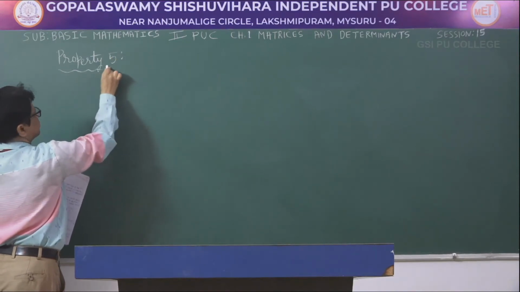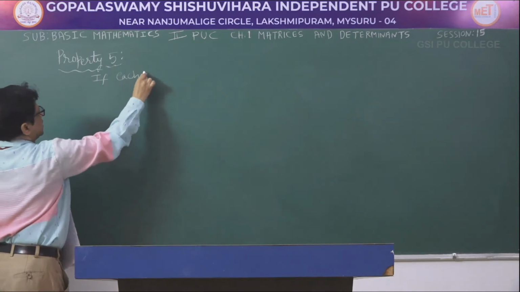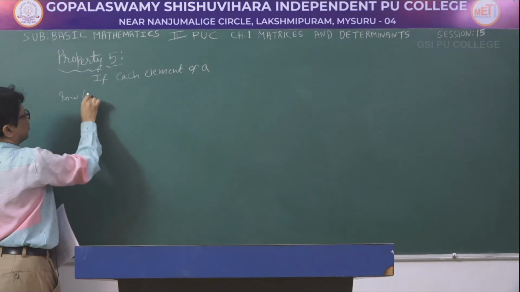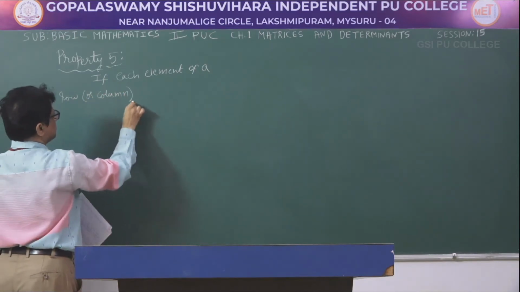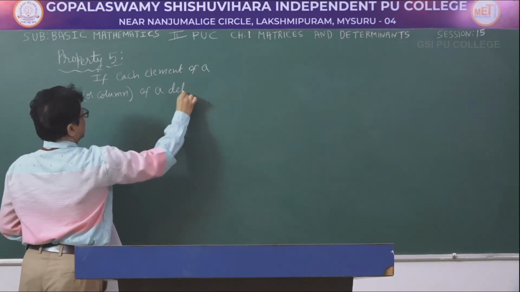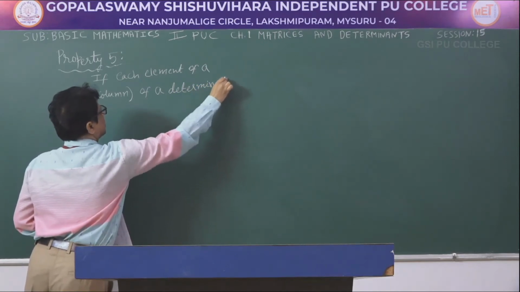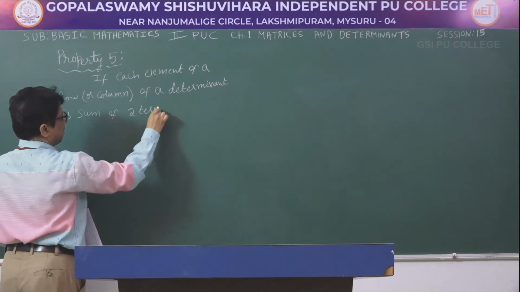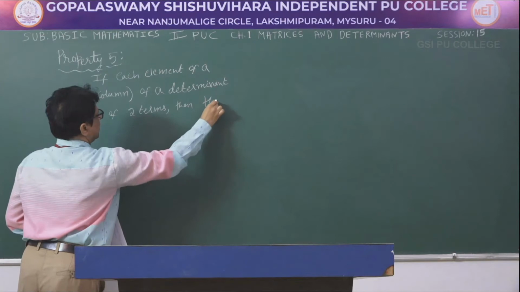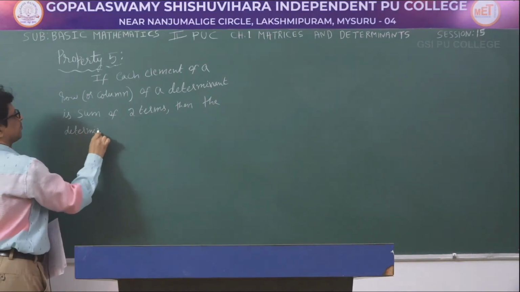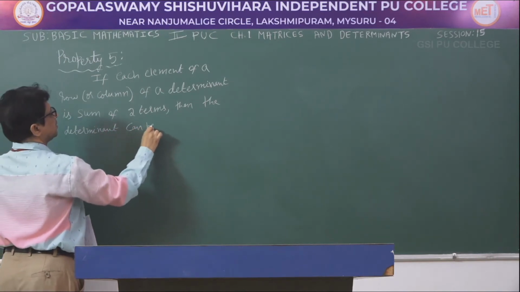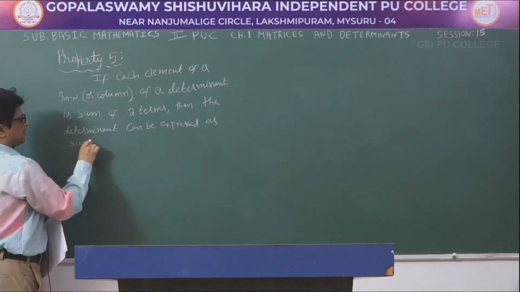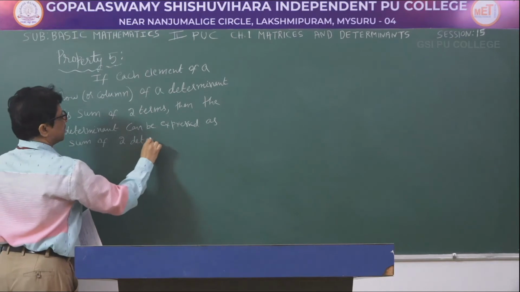Property 5. If each element of a row or column of a determinant is sum of two terms, then the determinant can be expressed as sum of two determinants.